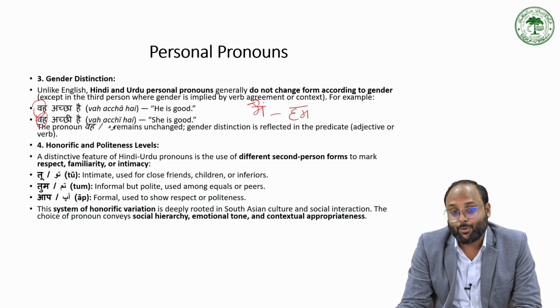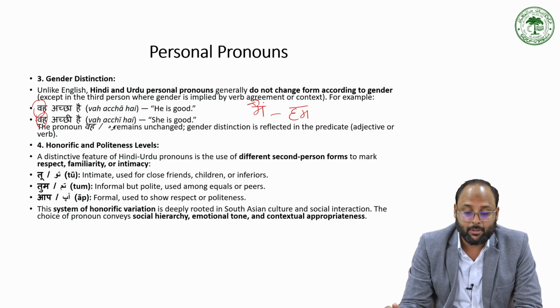But in some colloquial varieties, there is a different third person pronoun for gender distinction. Like in some colloquial forms of Urdu, va ladki and wo ladka. So wo for the masculine and va for the feminine.